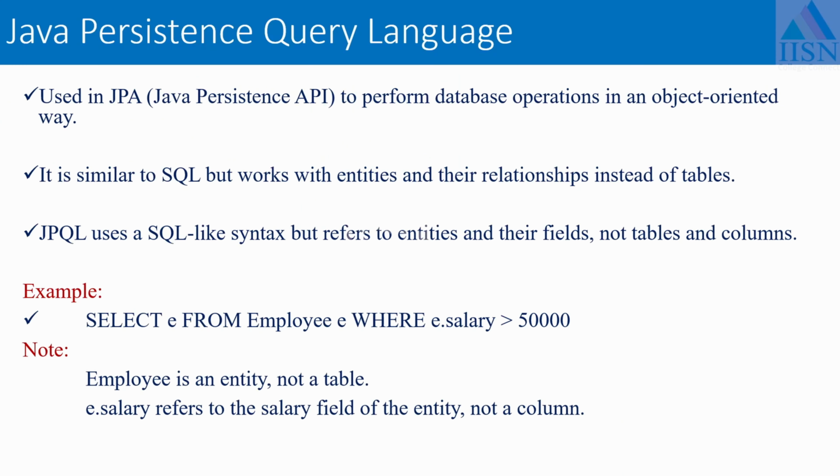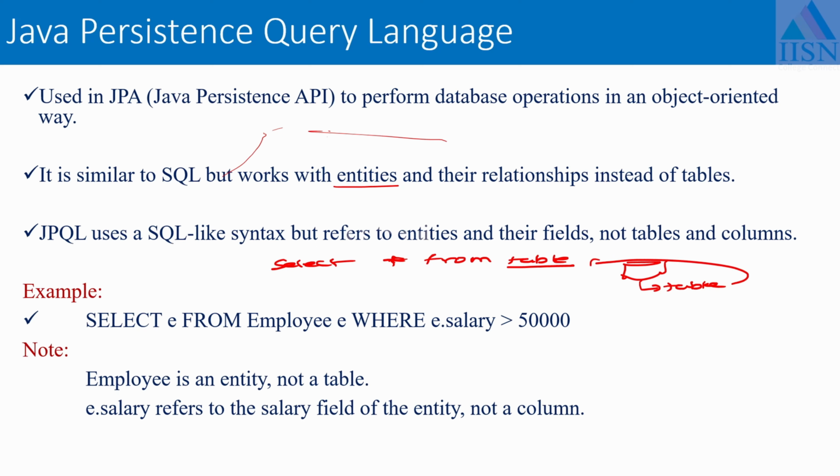JPQL is nothing but Java Persistence Query Language. Here we are going to write the query based upon the entities and the field names we have in those entities. Normally, how we write a query is select star from table name. Here, we mention the table name which is there in the database.